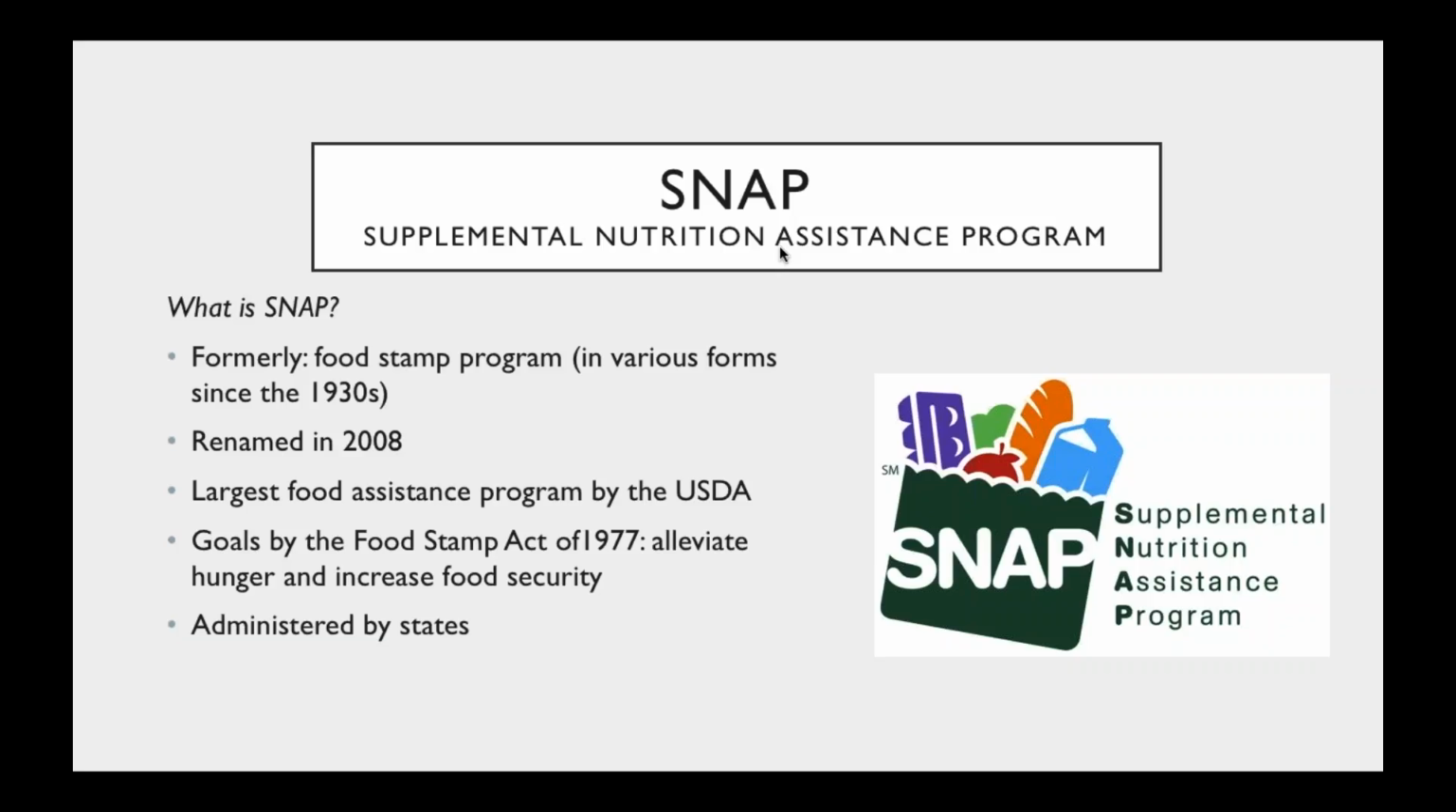So the goal of SNAP, as defined by the Food Stamp Act of 1977, is to alleviate hunger and malnutrition by increasing food purchasing power for all eligible households who apply for participation. SNAP is administered on a state-by-state basis, so while it's a federal program, most of the administrative day-to-day application and processing goes to the individual states.